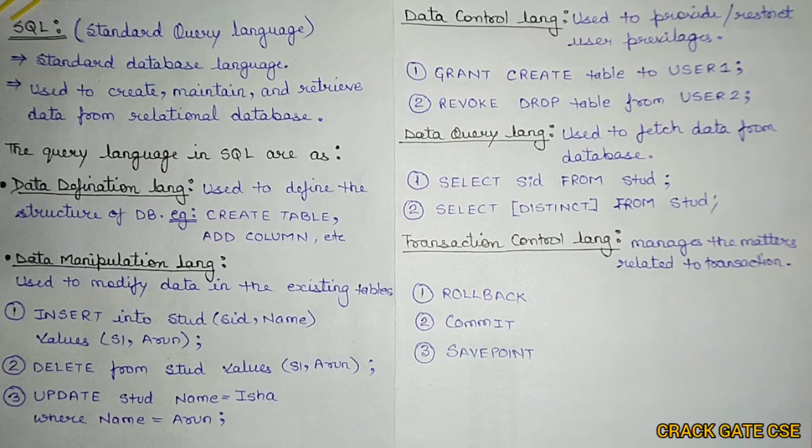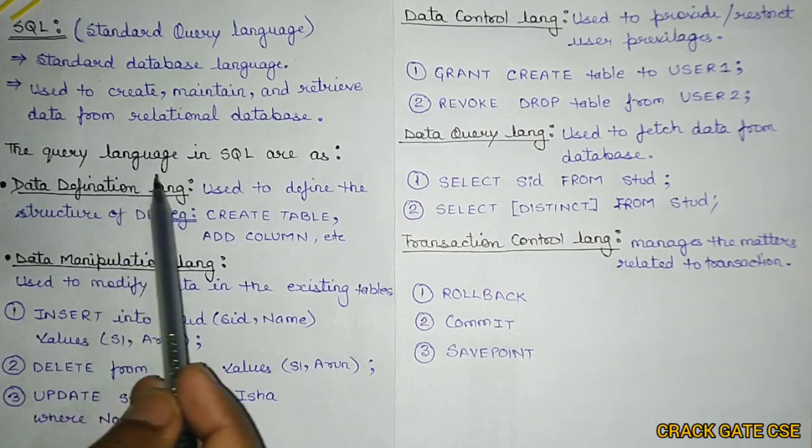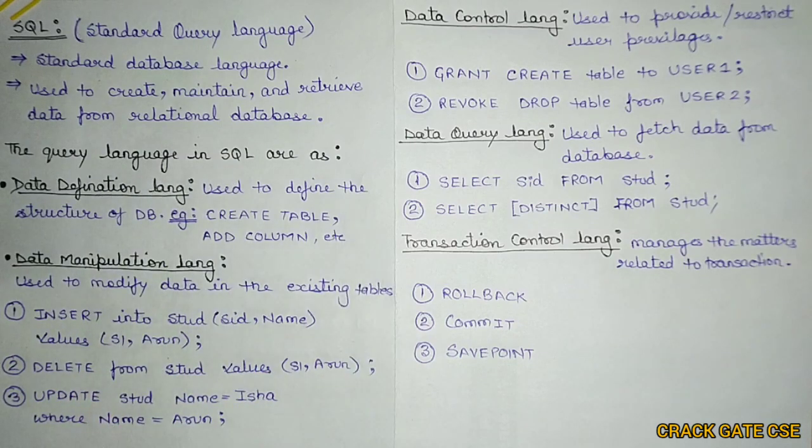So far we have completed up to relational algebra, and in this video we will be discussing the next topic, which is SQL. We will be understanding the definition of SQL, how we use it, and what the different types of query languages in SQL are. There are 5 types of query languages in SQL, and we will understand the working of each particular query language.